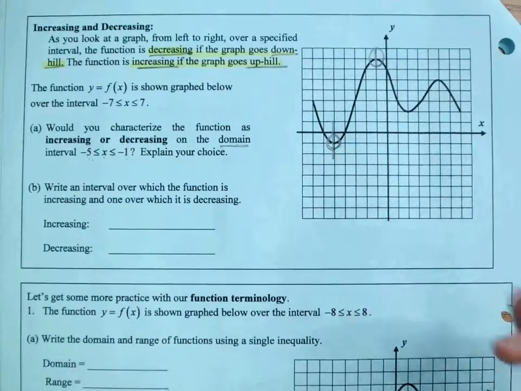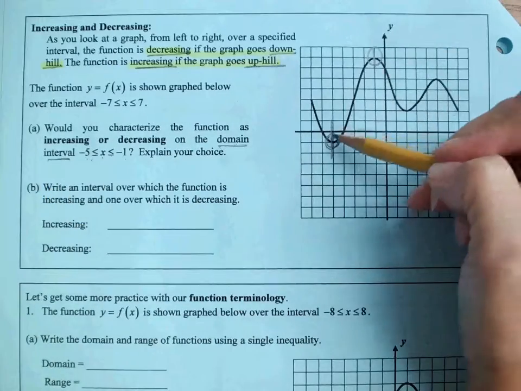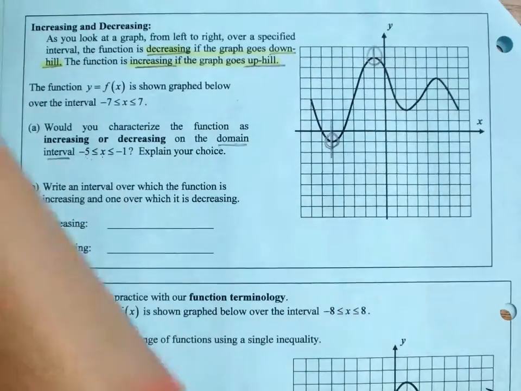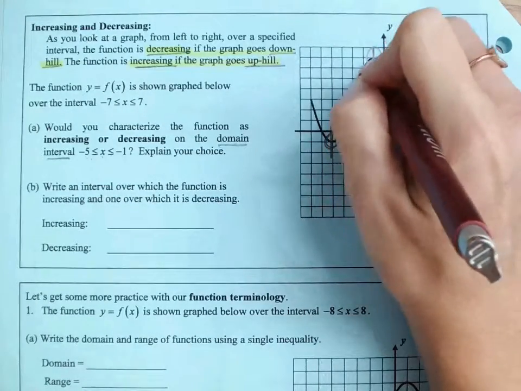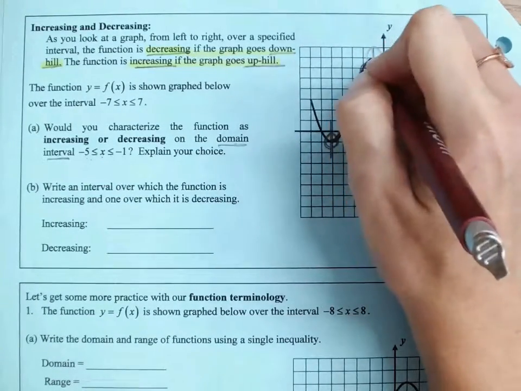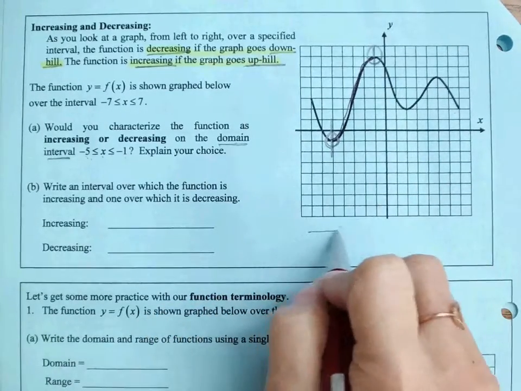So what we're going to do is, it says over this interval. The interval is this section right here. I can even color it in with a pen. This section, is it going up a hill? And when we move, we always move from left to right.